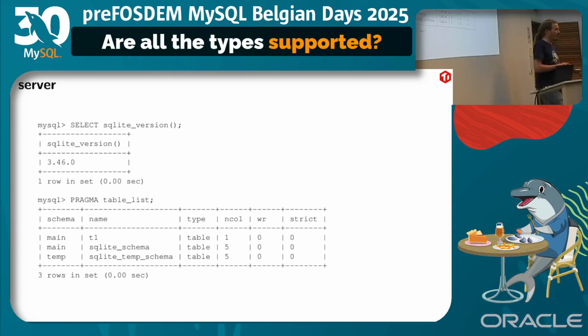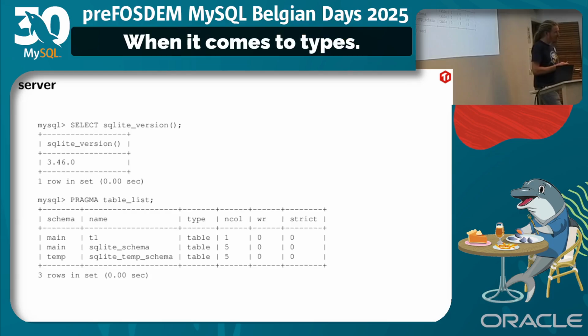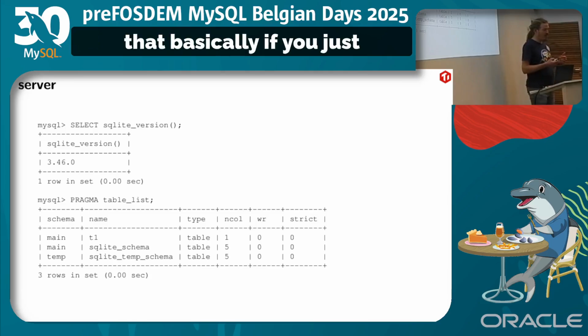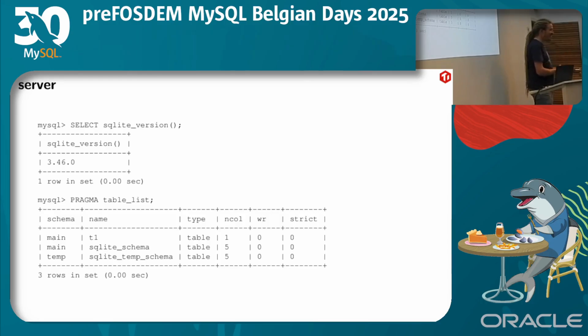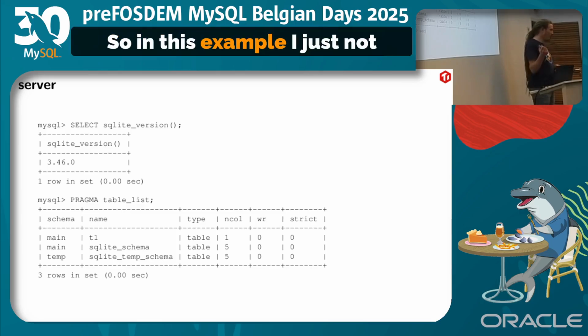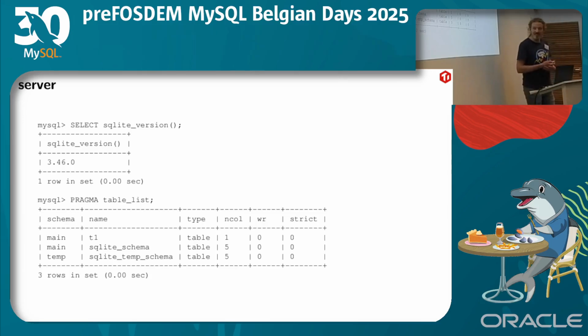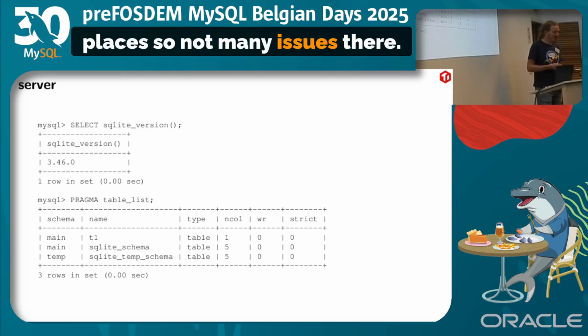Are all the types supported? It's a lot of work. Not yet. When it comes to types, there is the interesting thing that basically, if you just pretend everything is a string, it works quite well. So in this example, I just have everything as a string. That really saves on all the time, and it kind of works in almost all cases, because the MySQL protocol is also kind of text-based in many places, so not many issues there.